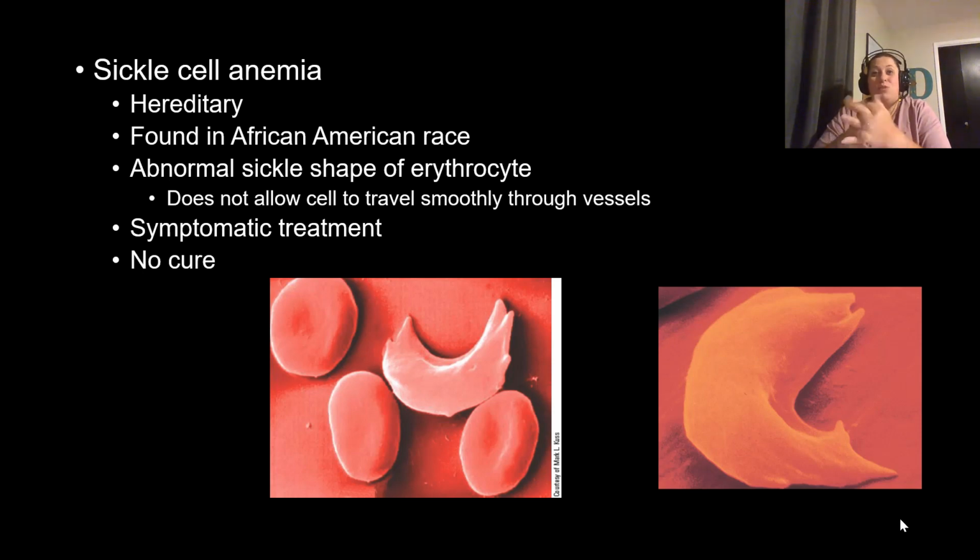But if they're in a third world country, they are less likely to receive the treatment they need, and the life expectancy there for sickle cell is pretty low.